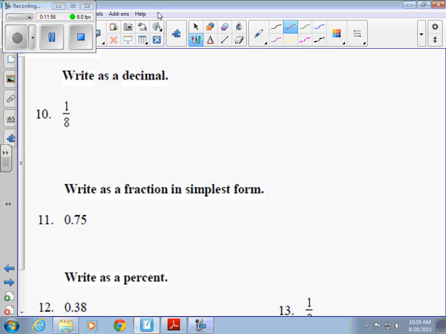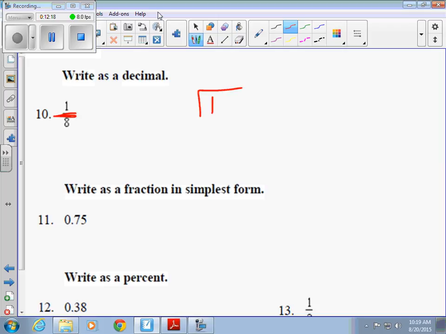Okay, number 10 says write as a decimal. You can read this different ways. You can read it as 1 over 8. You can read it as 1/8. Or you can read it by whatever this operation is, 1 divided by 8. So that's what you wind up with, 1 divided by 8.